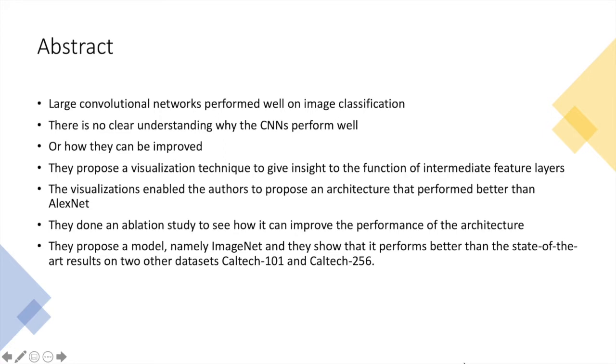At the time the authors wrote this paper, CNNs had started to become popular for image classification, but there was no explanation of how they perform this job so well. So they proposed some visualization techniques to gain insight into the different layers of a neural network. Specifically, they chose AlexNet, which was the state-of-the-art neural network model at that time for image classification. Using the information they gained from visualizing different layers of AlexNet, they could build a better architecture.